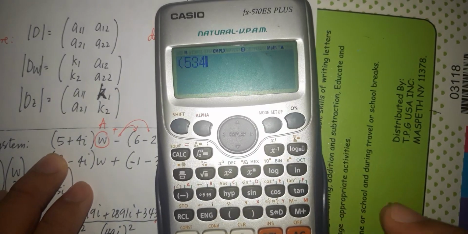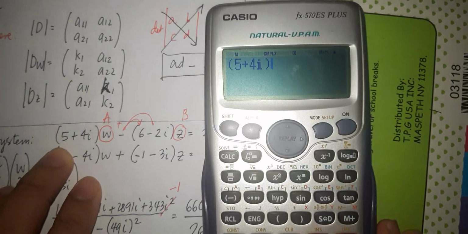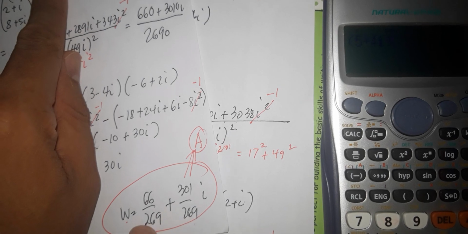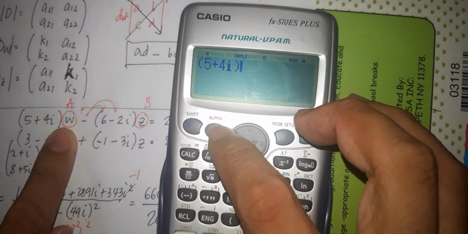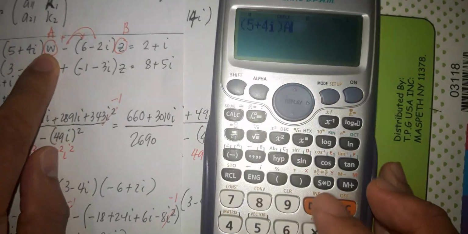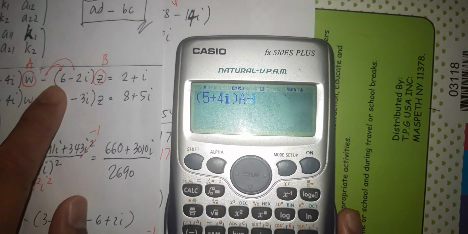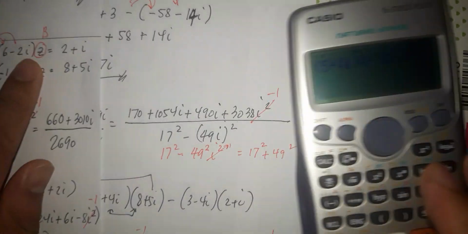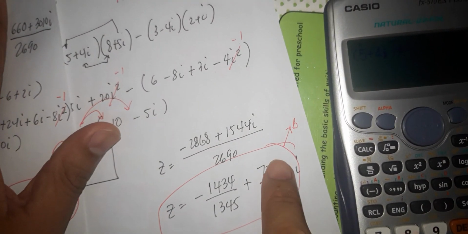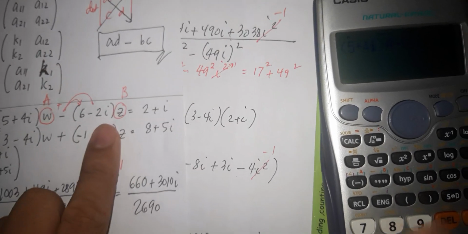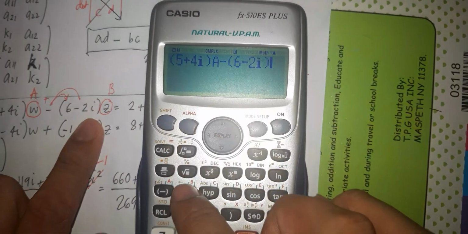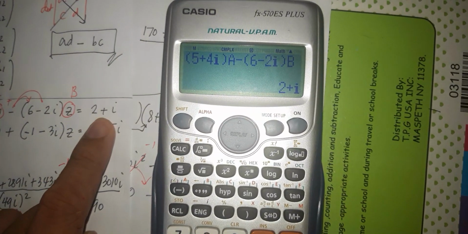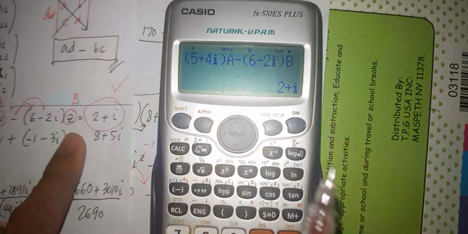So 5 plus 4i, we have stored our W in A, so let me recall that, alpha A, minus 6 minus 2i. Our Z is stored in B, so let's recall B, alpha B. So that gives you 2 plus i. So therefore, our answer is correct.